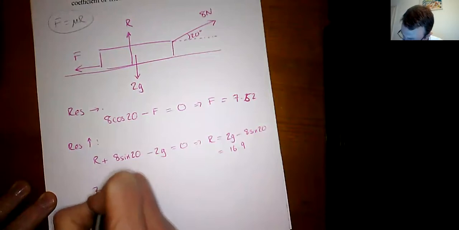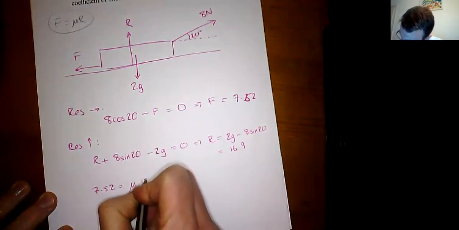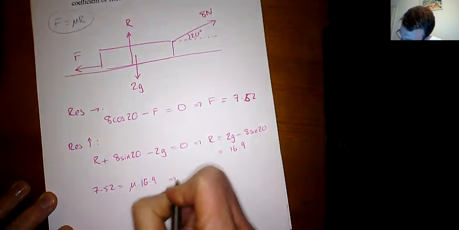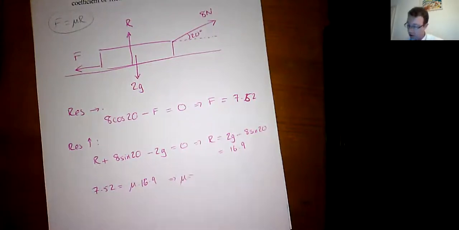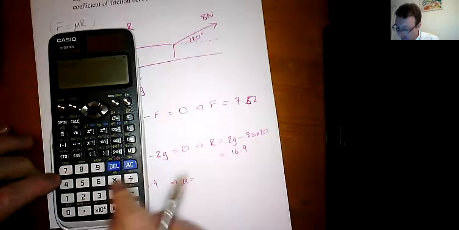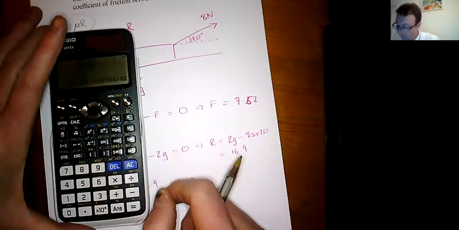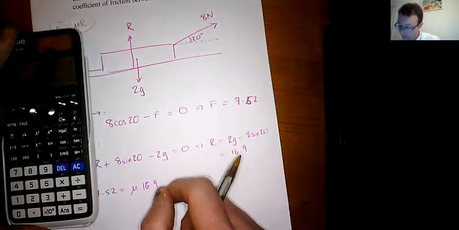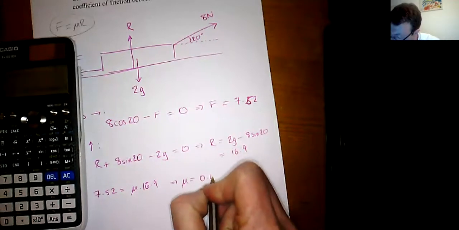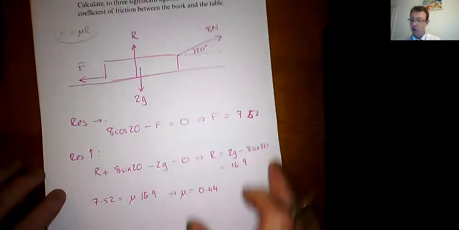So 7.52 equals mu times 16.9. So then mu equals 7.52 divided by 16.9. And there we go, 0.44. Yeah, 0.44. I'm happy with that. Right, that's it. So that is how to do that question.